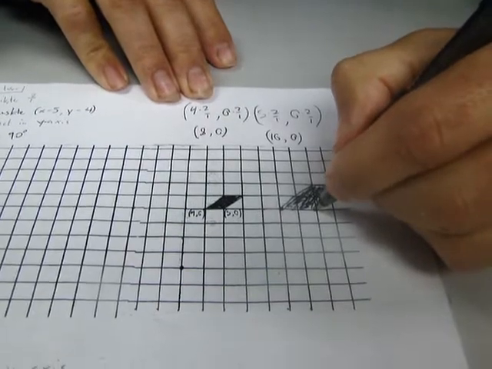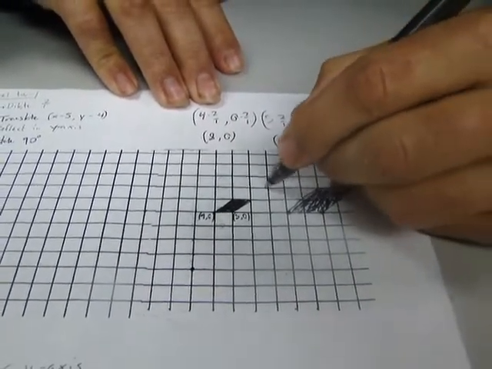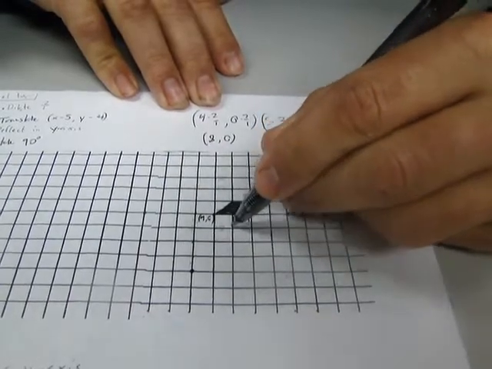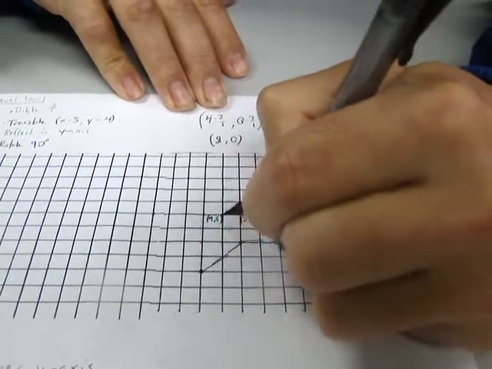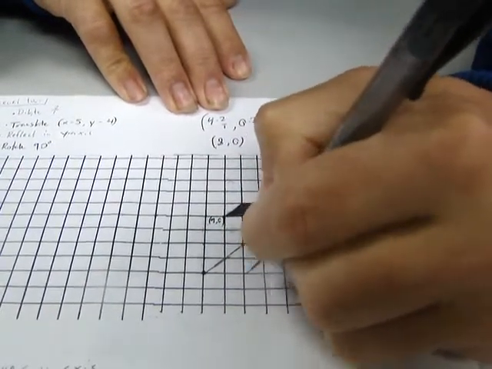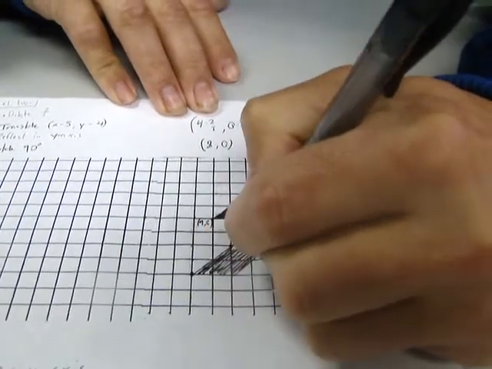I can also translate a second point if I want to help me see it. I'll translate this one. 1, 2, 3, 4, 5. 1, 2, 3, 4. So now I've got these 2 points. Clearly it becomes pretty easy to see that this is my translation.